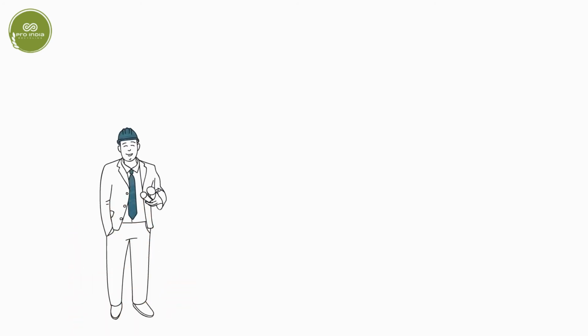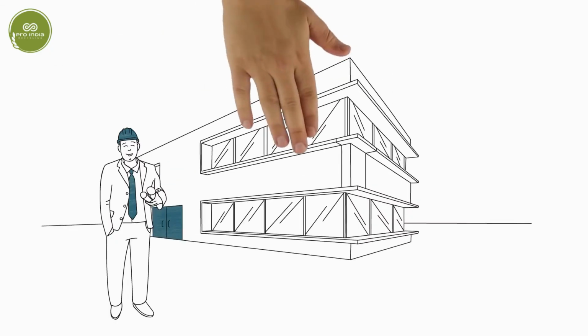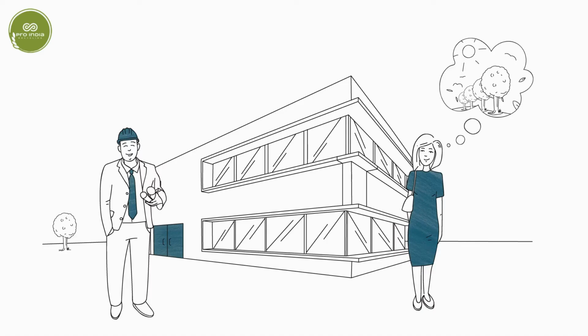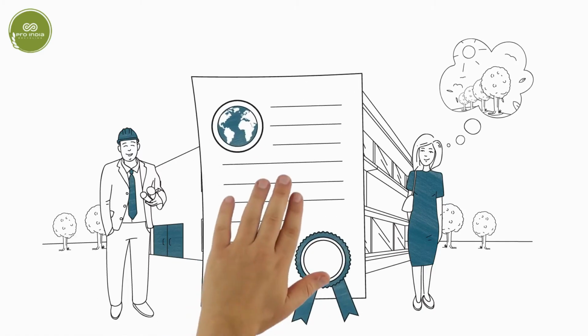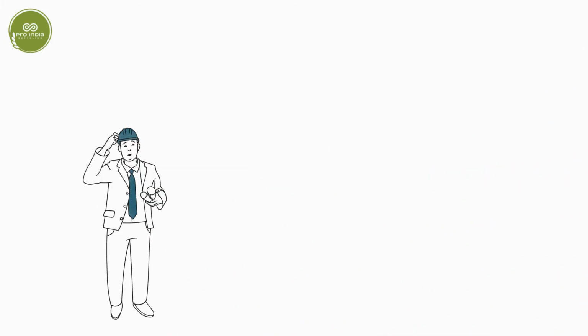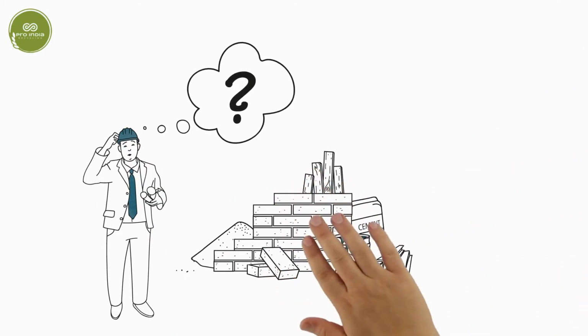This is Mr. Schneider. Mr. Schneider is an architect and he has been asked to design an office building for Mrs. Müller. Because environmental protection is very important to Mrs. Müller, she wants her building to receive a sustainability certificate. But how does Mr. Schneider know which construction materials are sustainable?